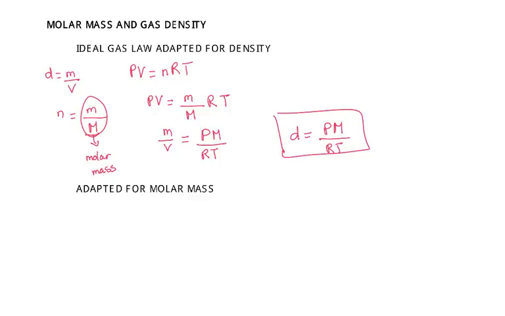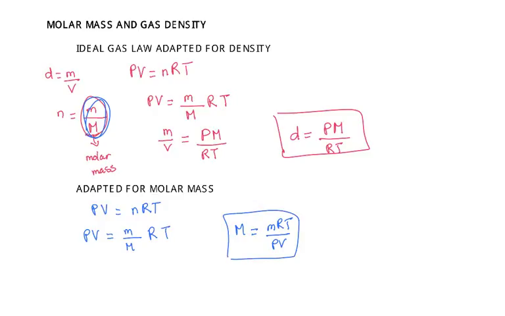Or what if I wanted to solve for the molar mass? Well, I can do that too. So let's look again at PV equals nRT. Again, I'm going to substitute mass over molar mass for n. And so now if I solve for the molar mass, I would move it here, and I'd move PV over to the other side. So the molar mass is going to be equal to m times RT over PV. You can write it this way, that is acceptable, or you can say that m over V is density, so you can say that the molar mass is equal to density times RT over P.